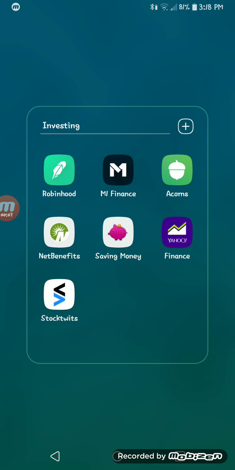Here I'm showing you all of my investing apps. Today I'm going to give you a review of M1 Finance. I'm going to show you my portfolio and how I use the advantages of M1 Finance so that I can grow my overall portfolio in this platform.